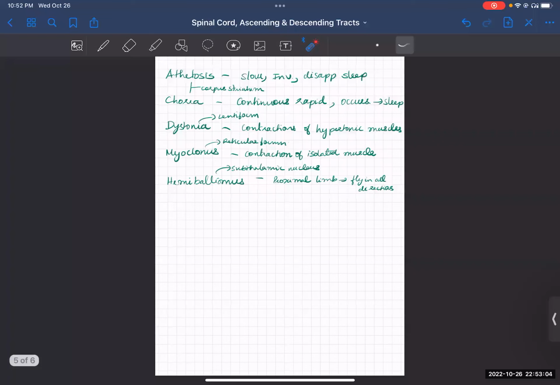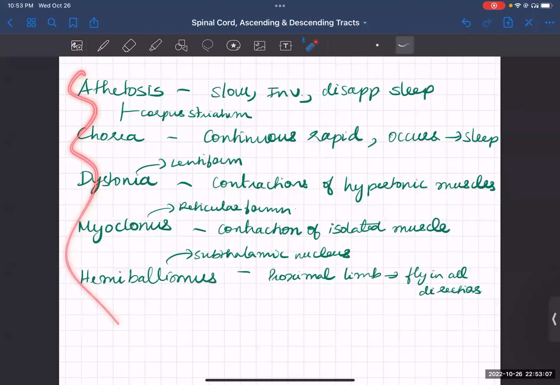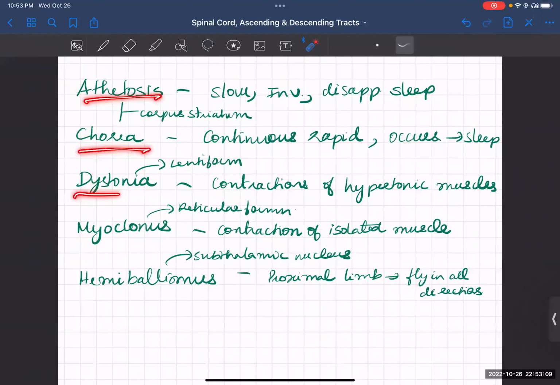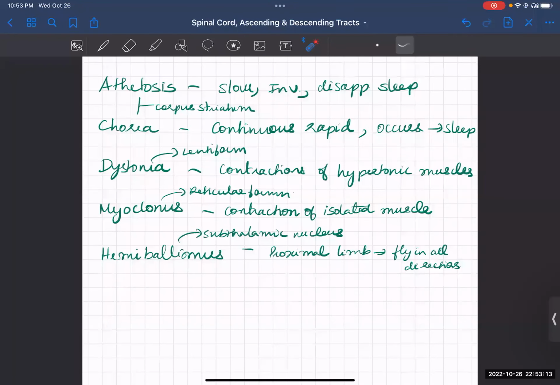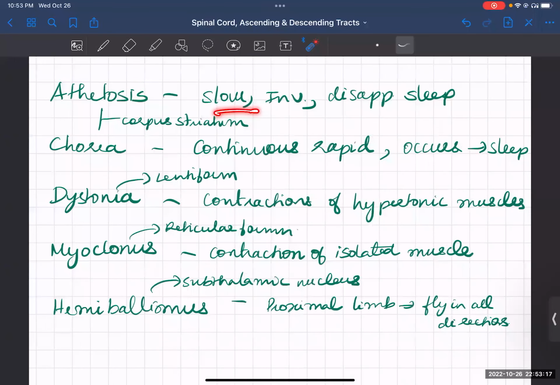Okay, now here are some other terms that you must know. Athetosis, chorea, dystonia, myoclonus, hemibalismus. These are really new words, but these are very simple. Athetosis are slow, involuntary movements that disappear during sleep. These happen again and again in a patient.